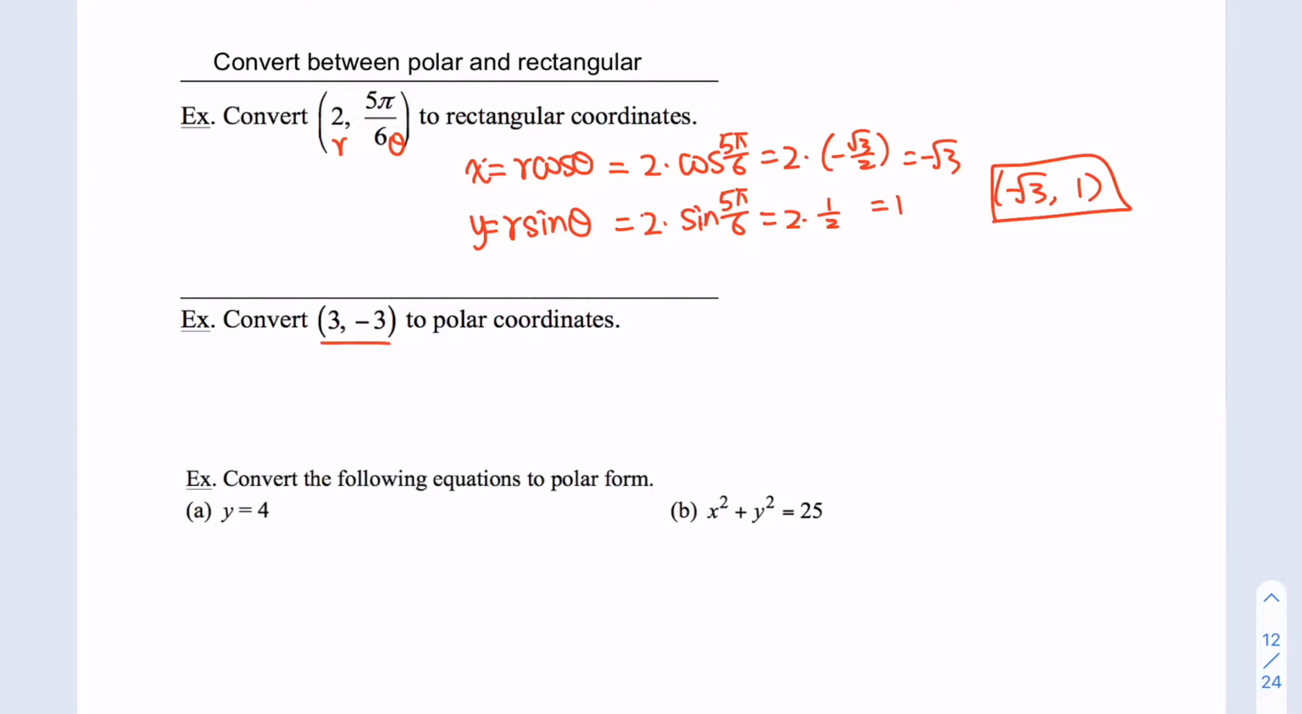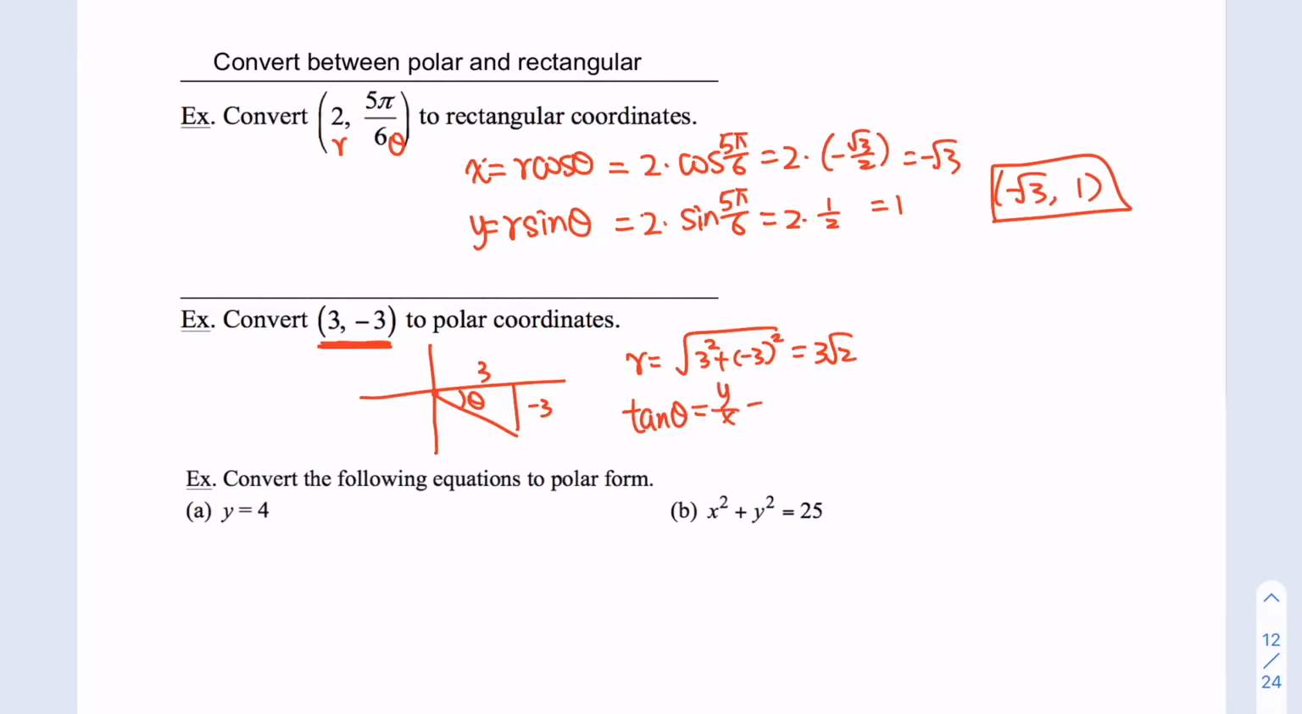Now how do we convert from rectangular to polar? Most of the time we need to draw a picture. 3, negative 3 is in the third quadrant. So r equals the square root of 3 squared plus negative 3 squared. And tangent of theta equals y over x, which is negative 1. So our answer will be 3 radical 2 and negative pi over 4.